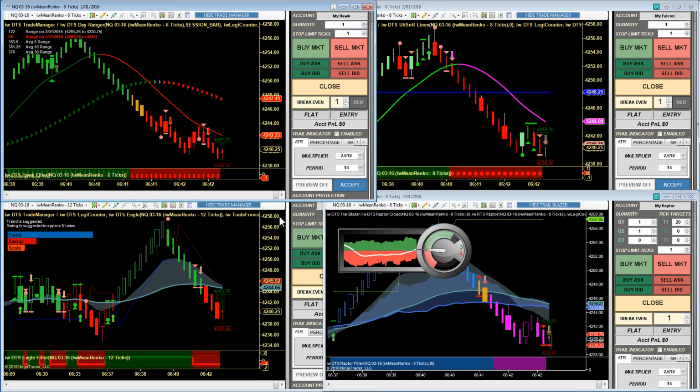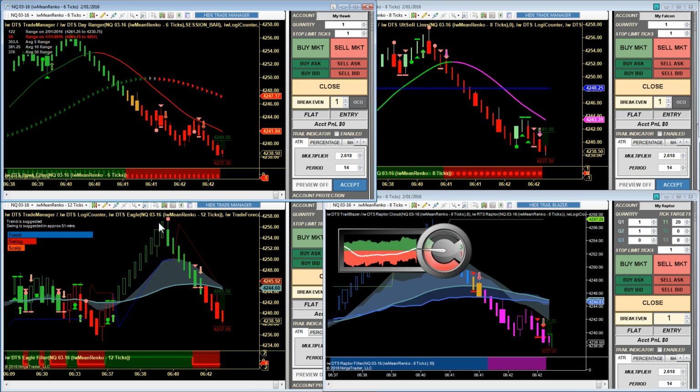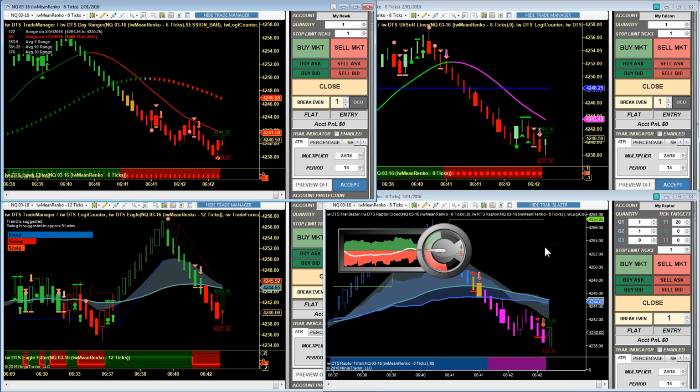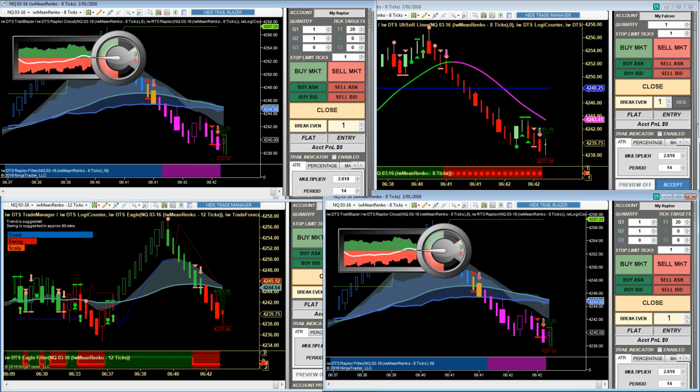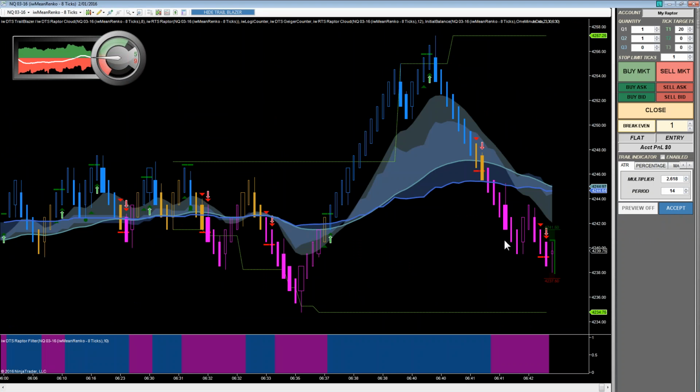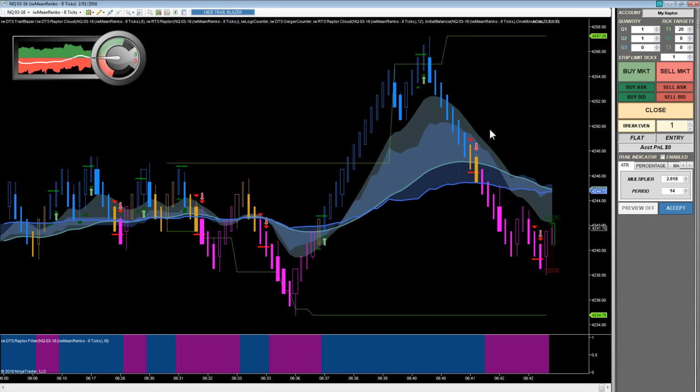Just looking to get a little bit of traction here. All right, so not the best structure. What you're seeing here is we've got a cloud crossover now on the Raptor. No real test of the extreme. That's a little bit of a concern.